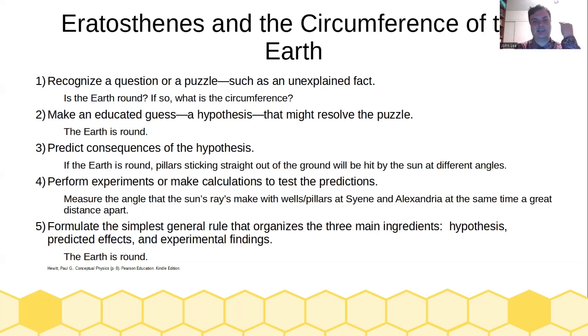If the Earth is round, pillars sticking straight out of the ground will be hit by the sun at different angles. He performed an experiment, which was to measure the angle that the sun's rays make with respect to the well and pillar at Siena and Alexandria at the same time, a great distance apart, and formulated the simplest general rule, which was that the Earth is round. So this seems remarkable, but it is the type of thing that was going on all around the world and that we've been studying for millennia.